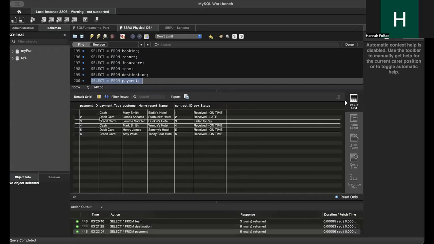The next table is the payment table, and the payment table basically tells us how each customer is planning to pay for their vacation plan and if we have received their payment on time, late, or if we didn't receive their payment at all. So the first column of the payment table is the payment ID number. Then the next column is the payment type. So there's two payment options: you can submit using card, either credit or debit card online, or you can submit in person. You can submit your payment in person with cash.